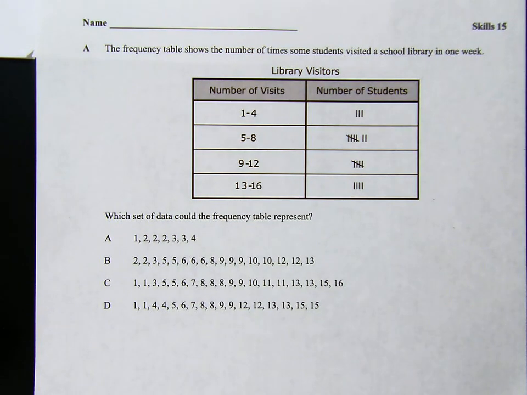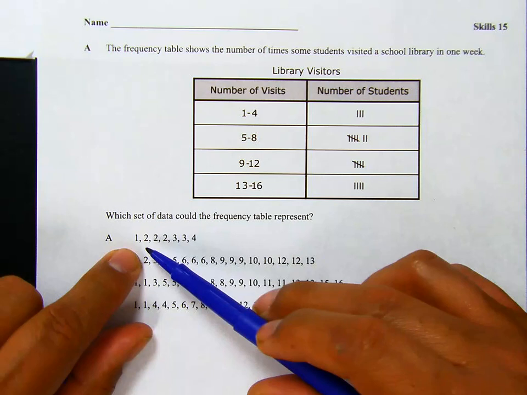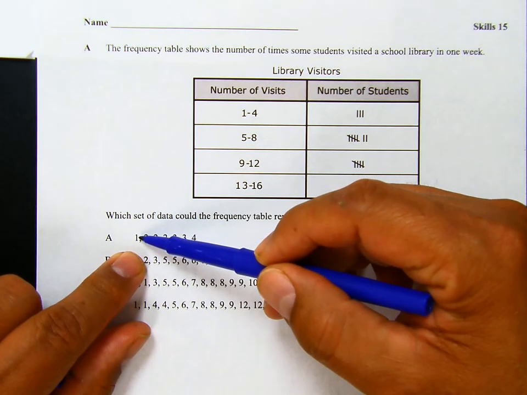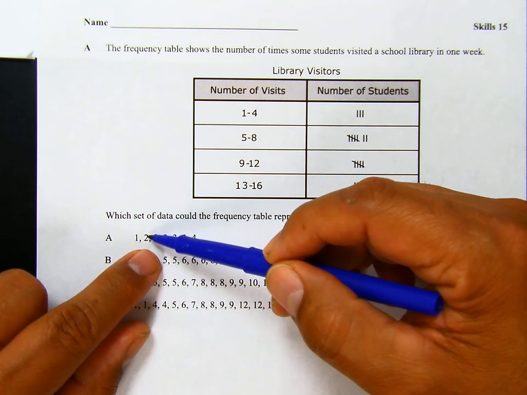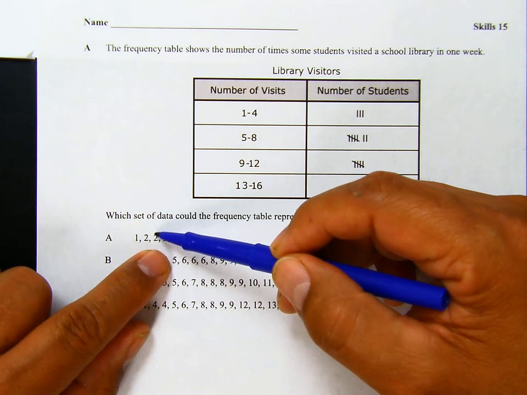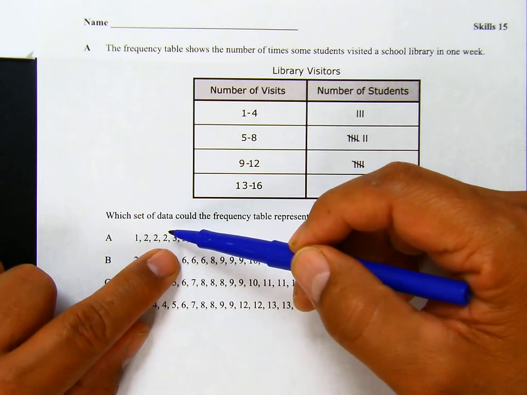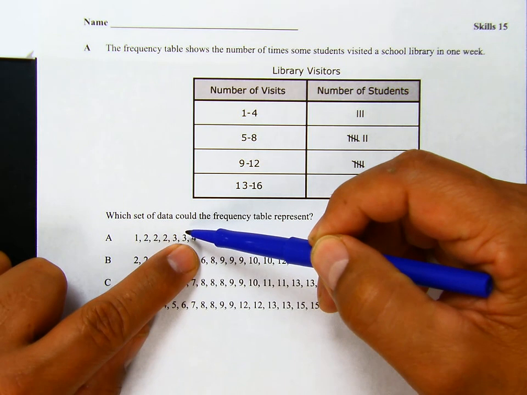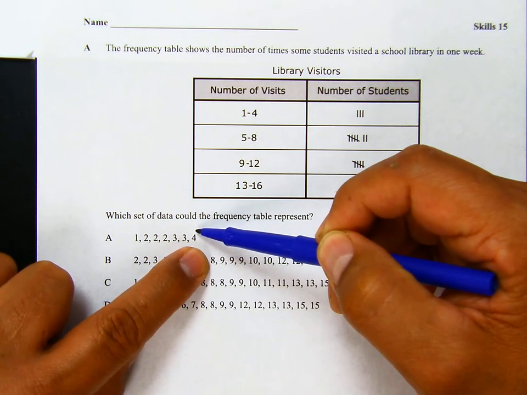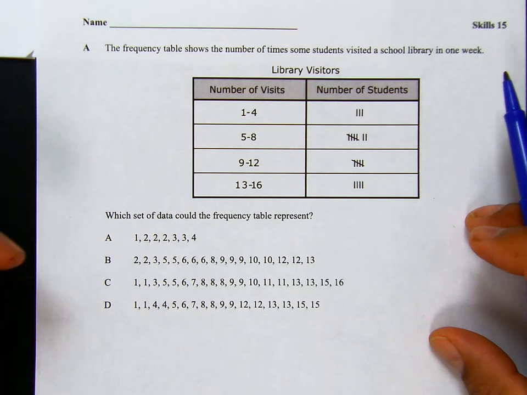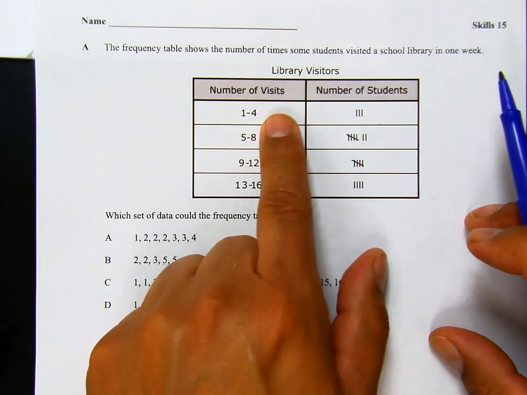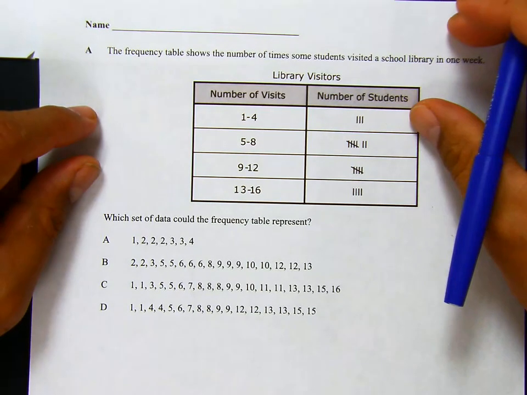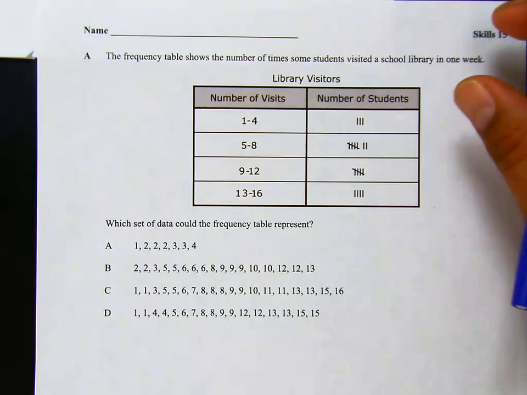So we have to look at our data down here. This one represents this student visited the library only once. That student visited the library twice. This student visited the library twice. Another student visited the library twice, and this one visited 3 times. This student visited the library 3 times, and that student visited the library 4 times. So now we have to put this information on our data graph, frequency table.